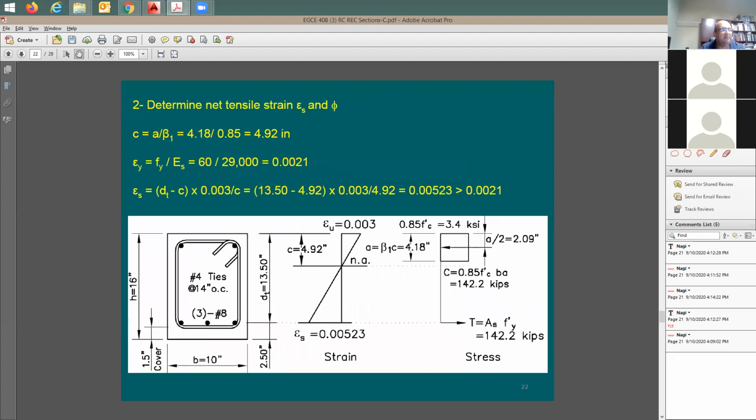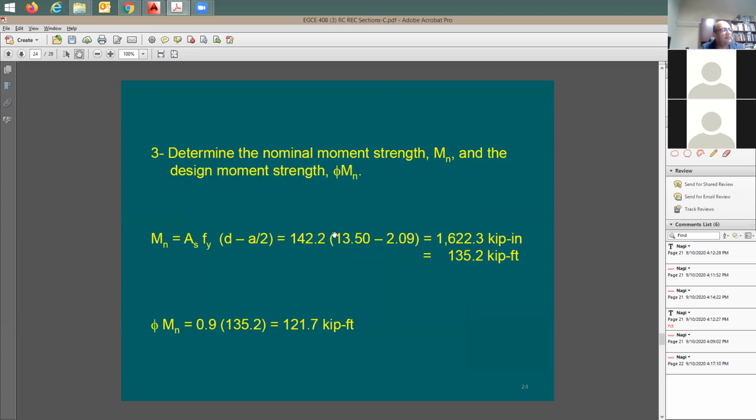Now again, what is d minus a over 2? It's going to be this distance from here, compression force, to the tension force. Why is this d minus a over 2? Here is d, the total distance, subtracting 1/2 of a. Here is d minus a over 2. With that, I have the moment in kip inch. Usually the moment in concrete design is going to be in kip foot. So to convert from kip inch to kip foot, I'm going to divide it by 12.